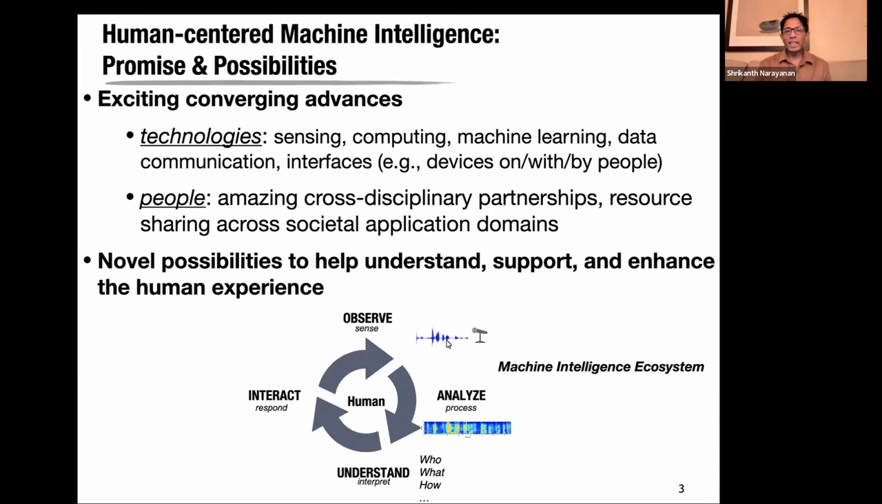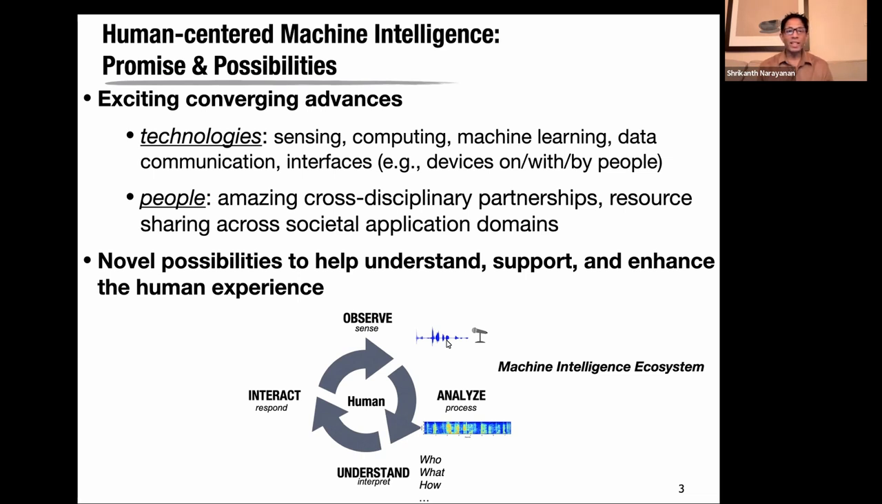A couple of things are making this very exciting lately. One, there's a convergence in the advances happening across the ecosystem of what we call machine intelligence. You may note that I'm using the term machine intelligence rather than AI to refer to this broader view: not just methods at the level of inference, decision making, and planning, but everything from observing the people in the world, to analyzing and processing this data, interpreting, inference, and also deciding how to respond, and responding. This whole ecosystem, I call the machine intelligence ecosystem.